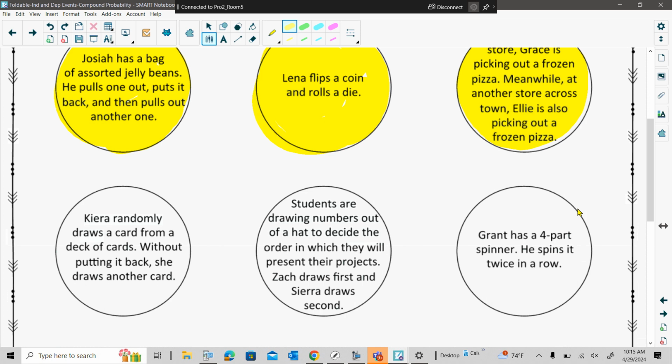All right, here we have Kira randomly draws a card from a deck, and without putting it back, draws another card. This is dependent. So now this is the color I pick for dependent. Does everyone understand what we're doing here? Okay, so when you're done, you're going to put it in the tray, and then you can get your laptop to start on your practice. The practice is going to be in quizzes.